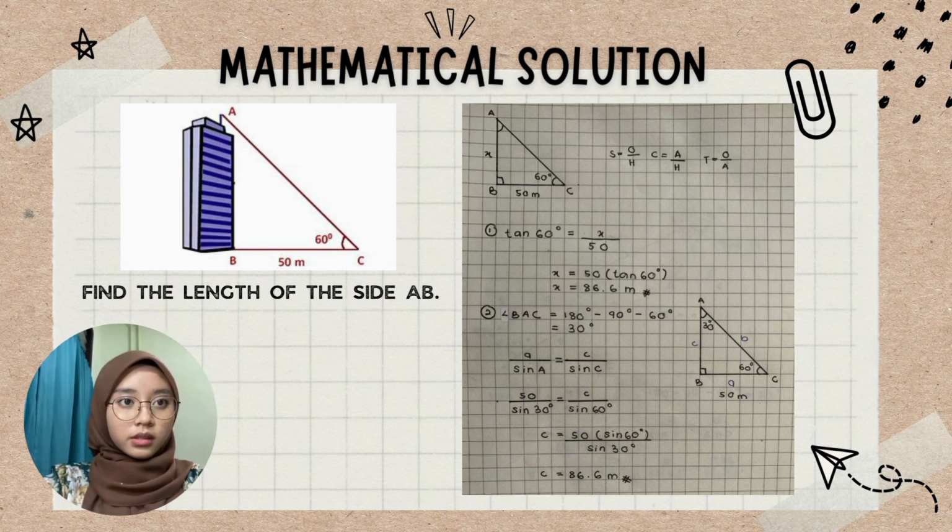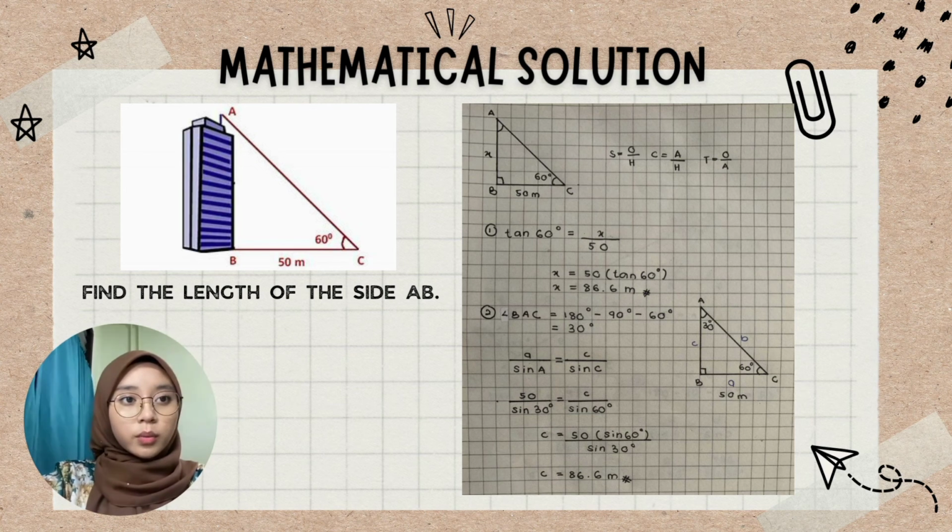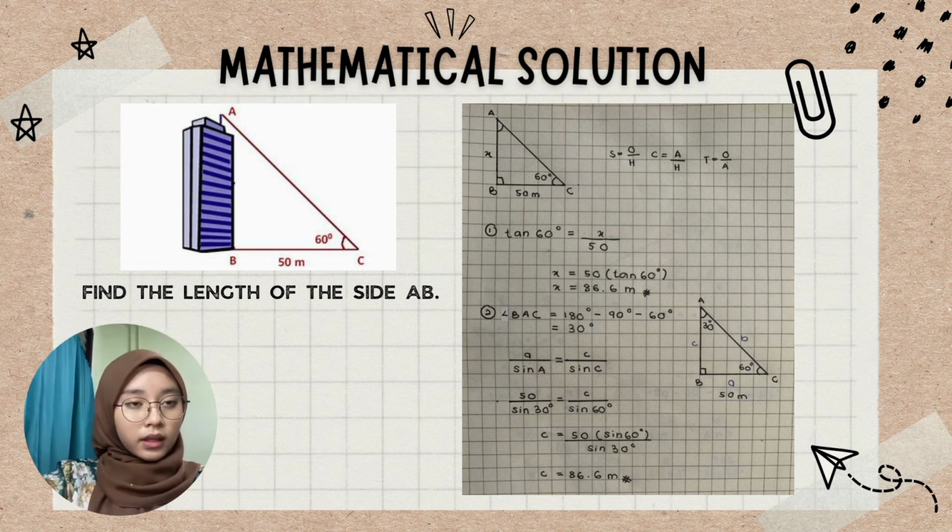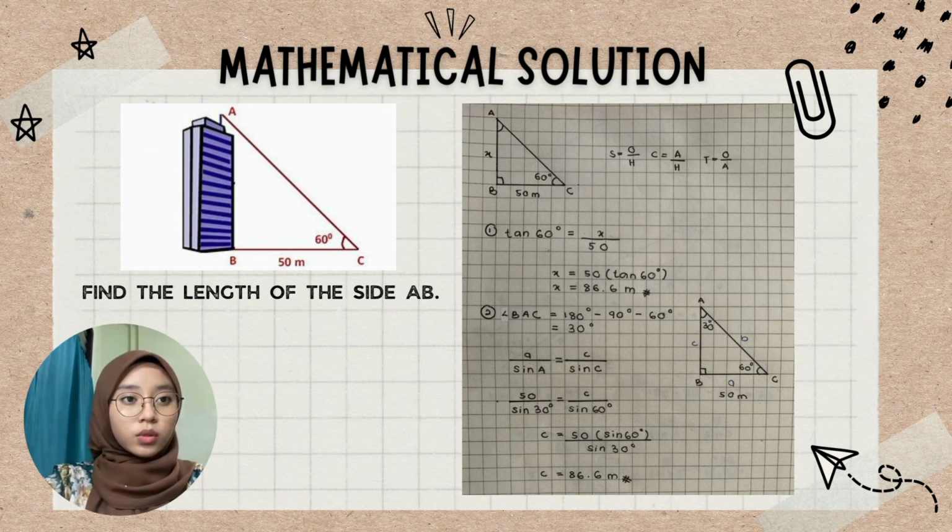So, if you look at the picture, the information given to us is angle C is 60 degrees and the length of BC is 50 meters. From the figure, we can use the basic trigonometry formula, which is tan equal to opposite per adjacent. So, tan 60 degrees equal to x, which is the opposite, over 50, which is adjacent. Then we bring the 50 to the other side, and the equation will be x equal to 50 multiplied by tan 60 degrees, and for the answer, you will get 86.6 meters.